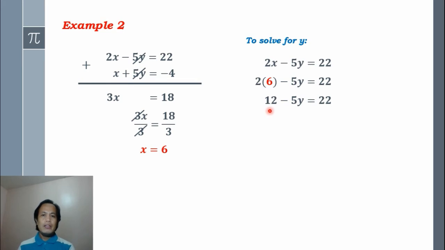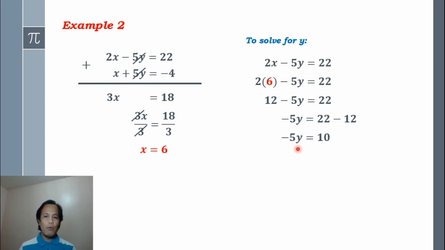Now to eliminate the 12 here, which is a constant, we use the subtraction property of equality. We will subtract 12 here. Of course, we will also subtract 12 on the right side of the equation. So 12 is cancelled out. What remains on the left side is negative 5y equals 22 minus 12. 22 minus 12 is 10. Then we copy negative 5y.